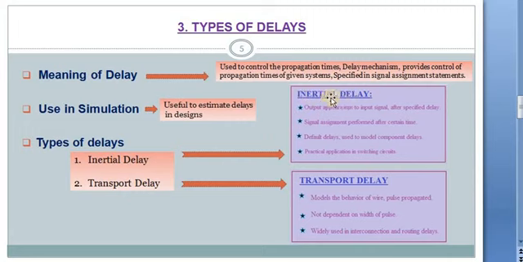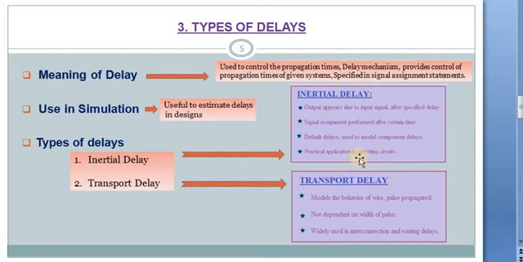First of all, what is inertial delay? The inertial delay is that delay where the output appears due to the input signal after the specified delay. So in VHDL, there is the possibility to perform a signal assignment after a certain amount of specified time. Also, it must be noted that these are default delays, and also these are used to model the component delays. And also it is practically observed that inertial delay models are mostly found in switching circuits.